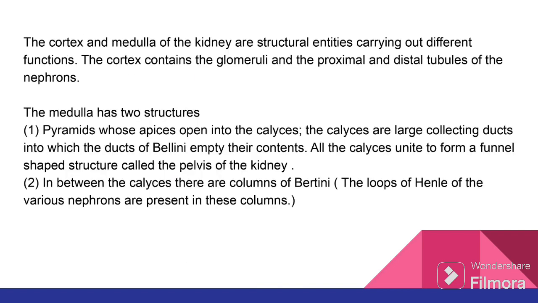The cortex and medulla of the kidney are structural entities carrying out different functions. The cortex contains the glomeruli and the proximal and distal tubules of the nephrons. The medulla has two structures: 1. Pyramids whose apices open into the calyces. The calyces are large collecting ducts into which the ducts of Bellini empty their contents. All the calyces unite to form a funnel-shaped structure called the pelvis of the kidney.